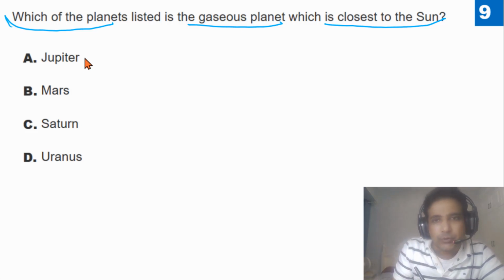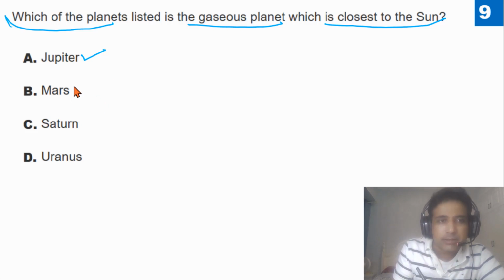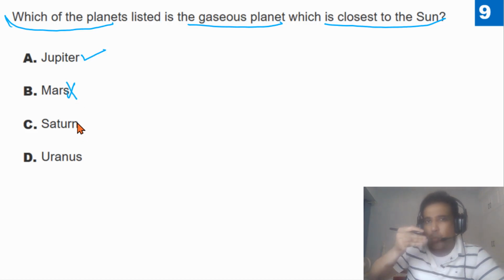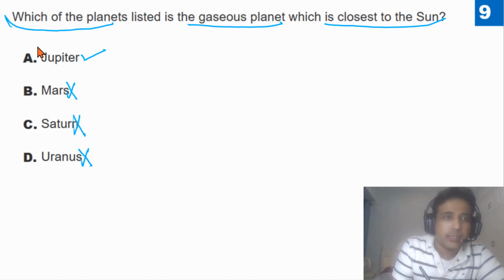So if you look at Jupiter, yes, this one is true because this one is the closest and this one is gaseous. Mars is not gaseous, this one is rocky. Saturn is gaseous, but Saturn is away from the sun, so this is not possible. Uranus is gaseous, but this is not closest to the sun. So the answer for this question is A.